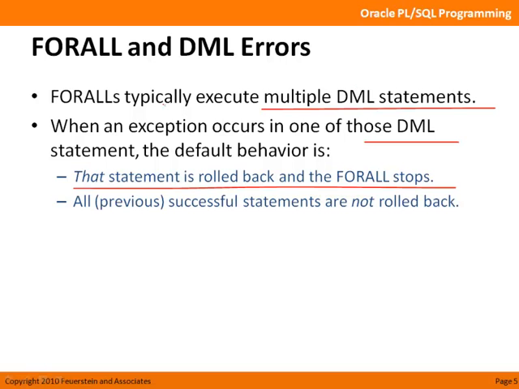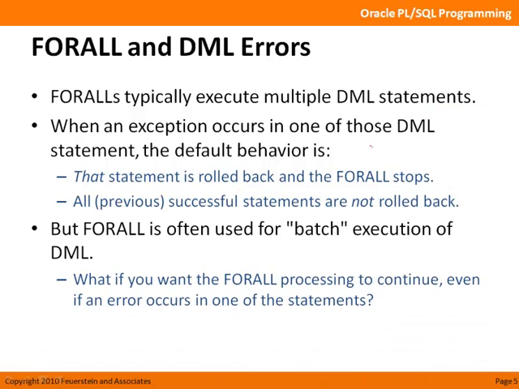The previous 2 updates that successfully completed are still waiting to be rolled back or committed. They are not automatically rolled back just because the third statement raised an error. However, the next 9,000, 10,000 DML statements will never be run at all. So that's the default behavior, and that might be perfectly fine. In other words, you're going to execute 10,000 update statements, but if any one of them fails, you just want to stop the whole thing.